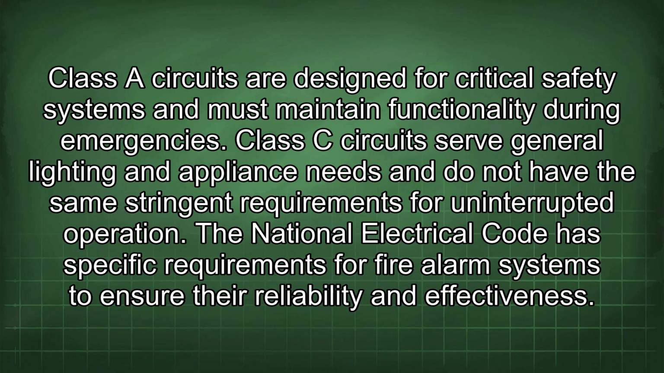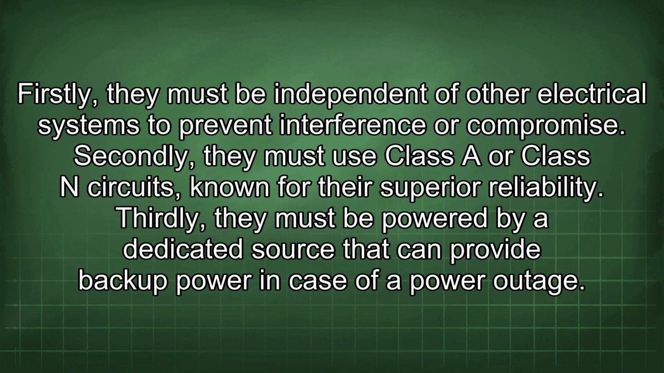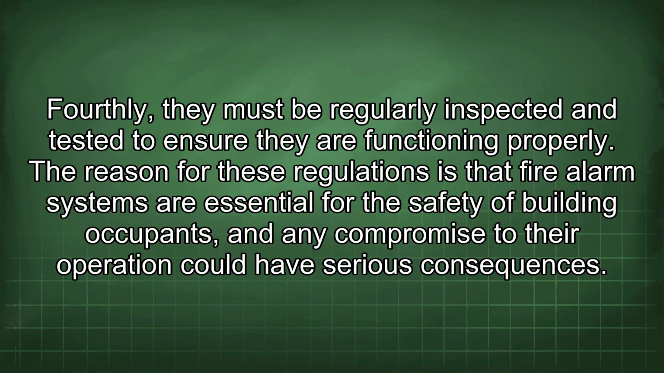The National Electrical Code has specific requirements for fire alarm systems to ensure their reliability and effectiveness. Firstly, they must be independent of other electrical systems to prevent interference or compromise. Secondly, they must use Class A or Class N circuits, known for their superior reliability. Thirdly, they must be powered by a dedicated source that can provide backup power in case of a power outage. Fourthly, they must be regularly inspected and tested to ensure they are functioning properly.